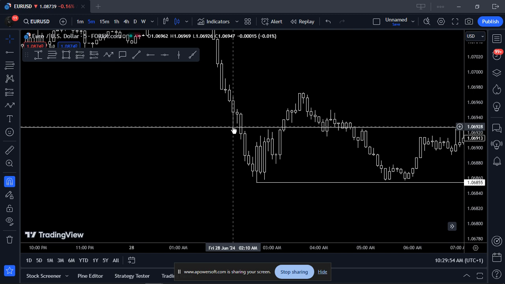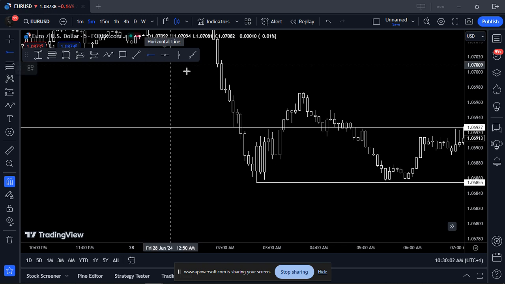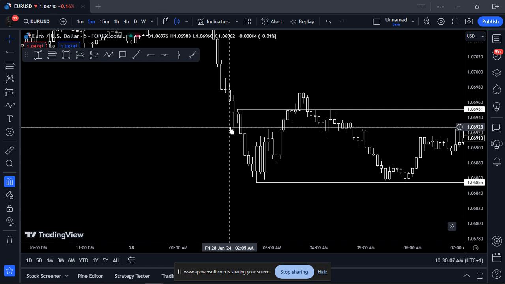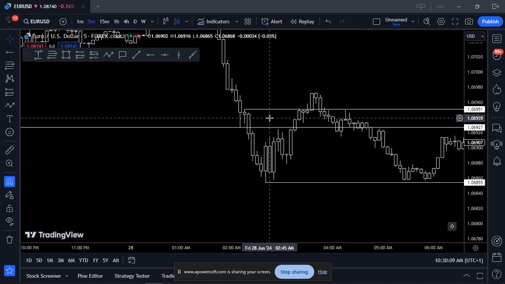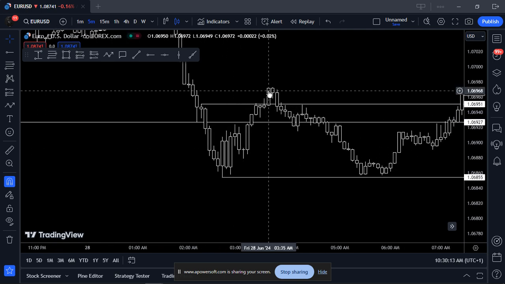Price came down, went back up. You see, this candle engulfed this. This candle engulfed this. So there's a liquidity here. Let me mark it at the top of this. If you go down to the 1 minute time frame, you see it clearly. There's a liquidity here. So liquidity was taken.